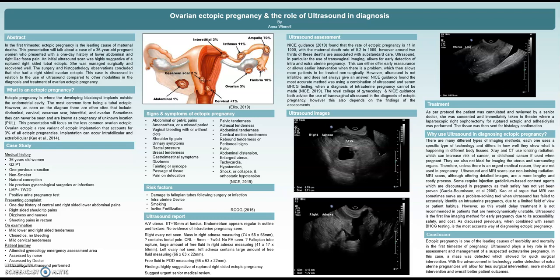Large amount of free fluid in right adnexa measuring 41 by 17 by 59 mm. Left ovary not seen. Left adnexa contains large amount of free fluid measuring 66 by 63 by 22 mm. Free fluid in the pouch of Douglas measuring 66 by 63 by 22 mm. Findings highly suggestive of a ruptured right-sided ectopic pregnancy, suggest urgent senior medical review.